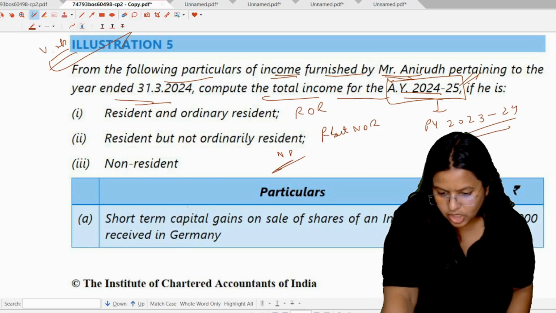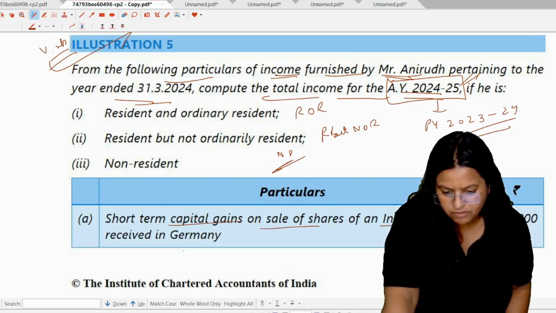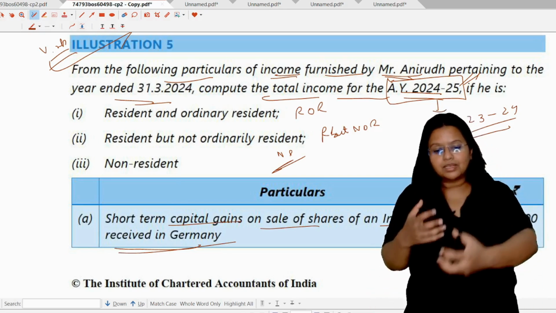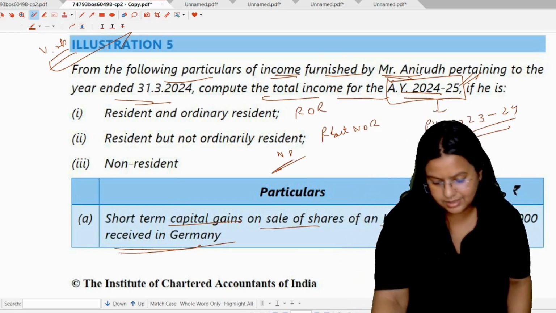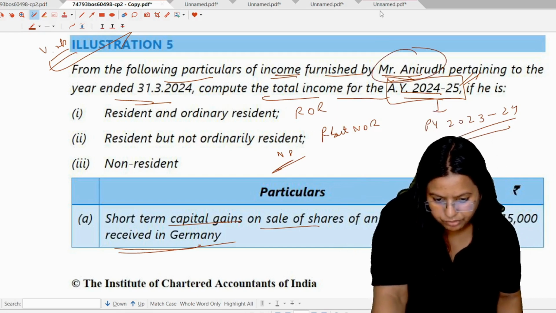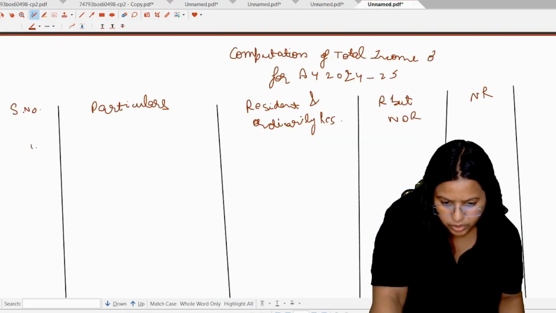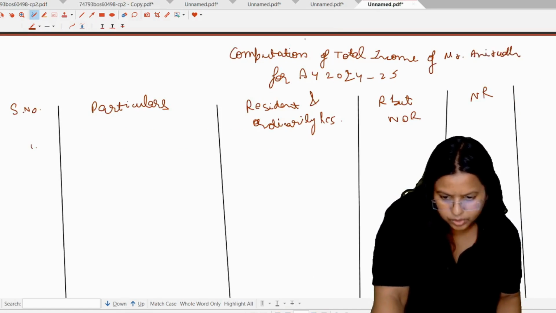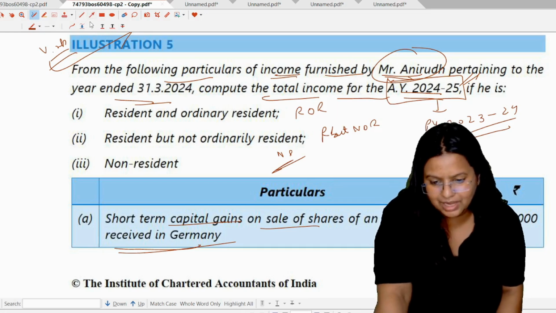Then, students, first number, what is the particular? They are asking short-term capital gain on sale of shares of an Indian company received in Germany. So you have to write the name, and the computation of total income of Mr. Anirudh. These all I am going to give you marks for.